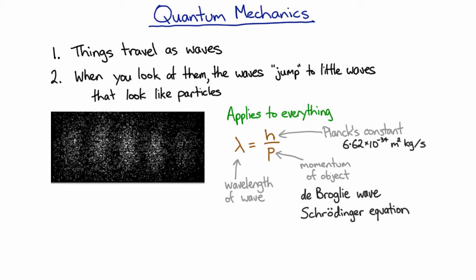But this fundamental idea that things travel as waves wasn't too controversial, but the fundamental idea that they both travel as waves and then jump when you look at them was very upsetting to a large number of physicists, including those that were instrumental in developing the theory of quantum mechanics. Here are some of the things they said.